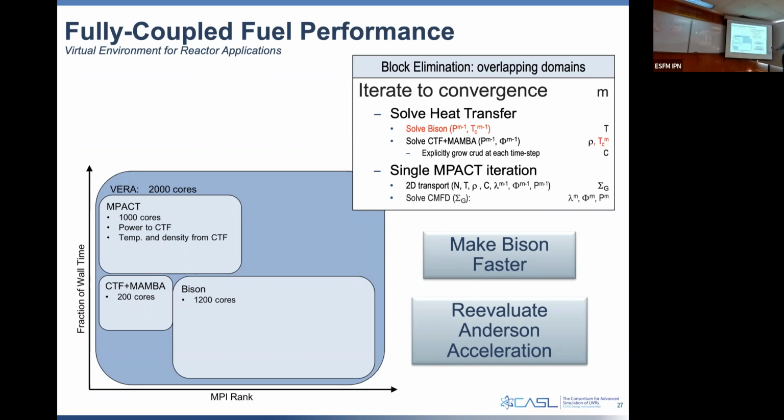But we also could reevaluate Anderson acceleration because this was in that block elimination structure. If we did it from Anderson acceleration, then we might jump to 3,000 cores. But we might be able to do 3,000 cores in 6 iterations in this amount of time, which may not be that different from this amount of time. And so with that, Anderson acceleration might be a significantly better approach that we should consider and use if we wanted to do that fully coupled fuel performance and reactor physics.